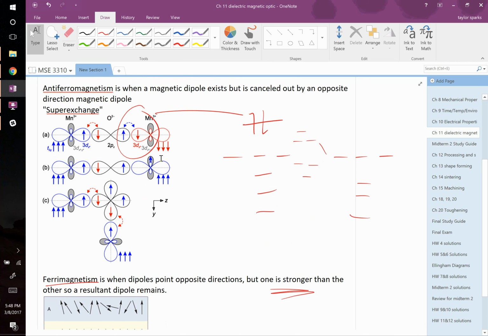There are better pictures online. I found a lot of good pictures for superexchange, antiferromagnetism, ferromagnetism. If you guys ever find content, just send it to me. That'd be great. I love to change up my notes. I try and swap them out each year. So if you find good stuff that helped you, send it along.